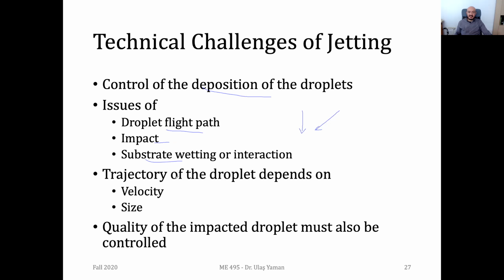And obviously, the trajectory of our droplets depends on the velocity and the size of the drops generated. And lastly, the quality of your drops should be maintained as they collide with the previous drops or with the substrate. So these are the critical parts, and as you see, there are many critical issues. In summary, we can say that this is a bit of a difficult process to construct.